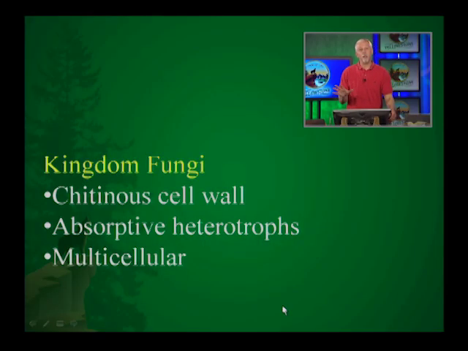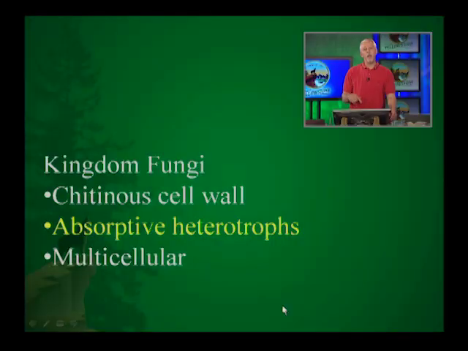Now, as we look at the kingdom Fungi, what distinguishes the fungi from other groups is that they have a chitinous cell wall. So this material chitin, C-H-I-T-I-N, is probably best described as a nitrogenous polysaccharide. But it is a compound that we see in the fungi, and also animals produce chitin as well. And we also describe them as being absorptive heterotrophs.